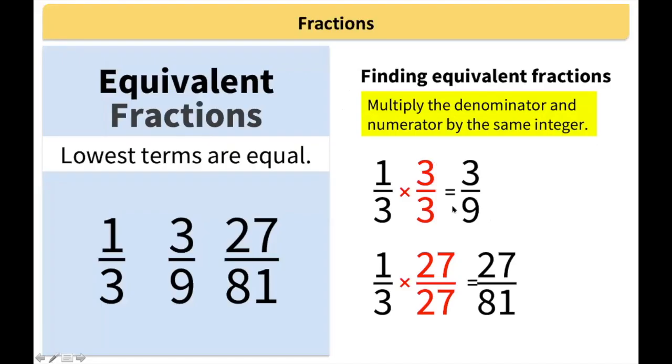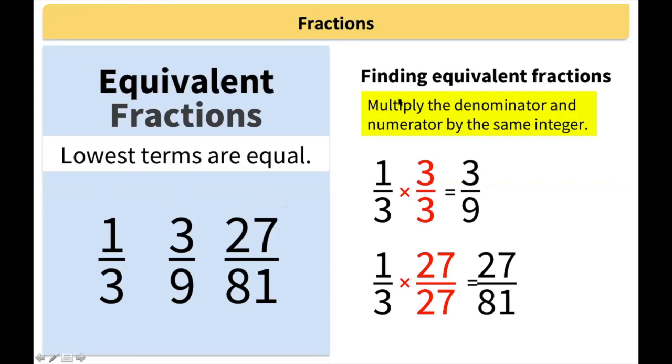Okay? Equivalent fractions. What are equivalent fractions? So, pag sinabi natin equivalent fractions, yung lowest terms niya are equal. So, in short, yung value mismo ng fraction mo is pare-pareho lang. For example, equal lang yan sa 3 ninths. Kasi kapag i-divide mo yung numerator and denominator by 3, ang makukuha mo is 1 third. Or pag i-simplify mo ang 3 and 9, makukuha mo 1 third. Same with 27 over 81. Pag i-divide mo yung taas and baba by 27, ang makukuha mo rin is 1 third.